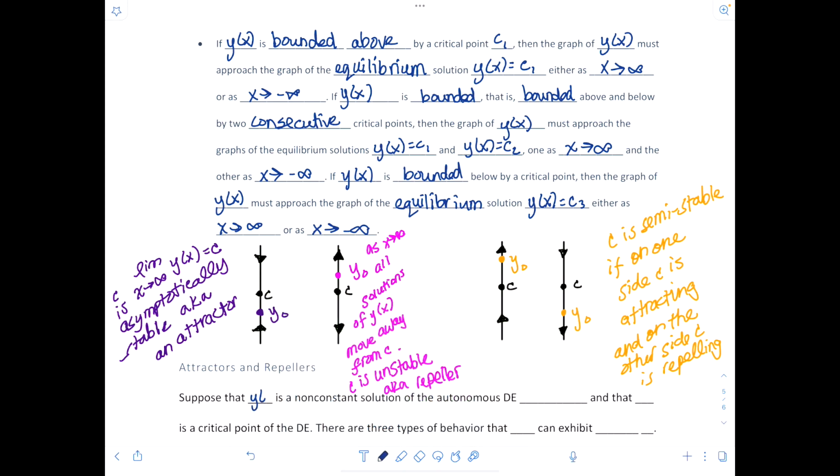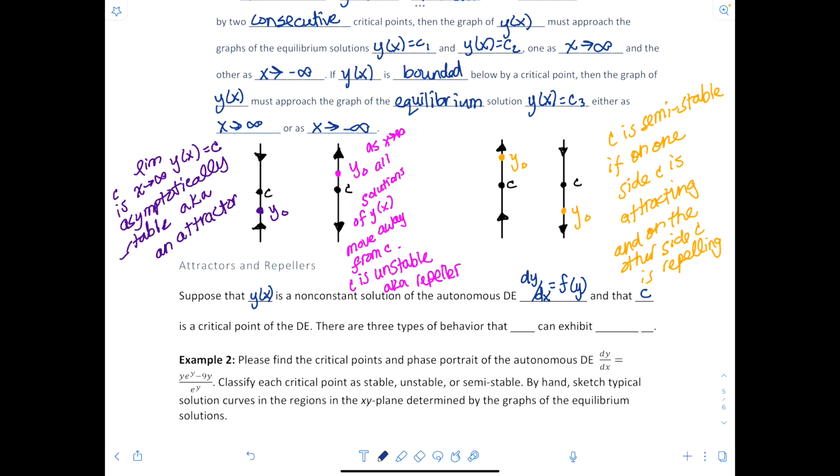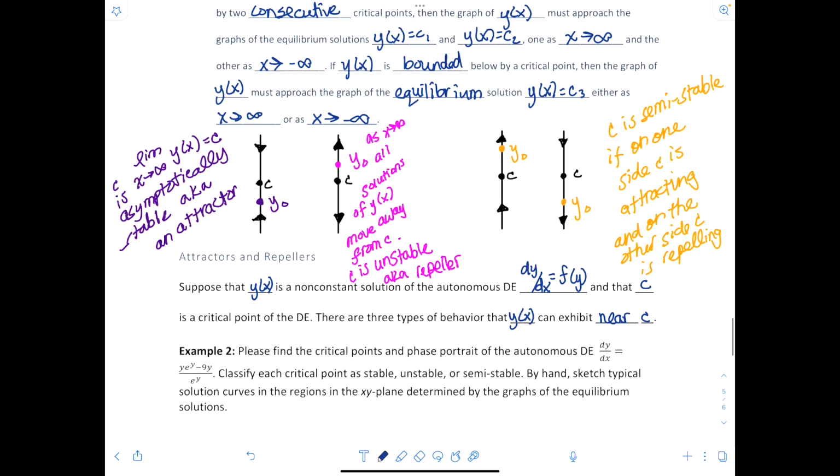So let's put it all out in here. Suppose that y of x is a non-constant solution of the autonomous differential equation dy/dx equals f of y, and that C is a critical point of the differential equation. There are three types of behavior that y of x can exhibit near C. It can be an attractor, it can be a repeller, and it can be semi-stable. Groovy?